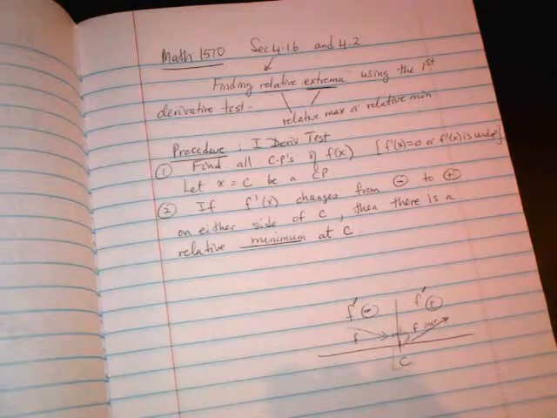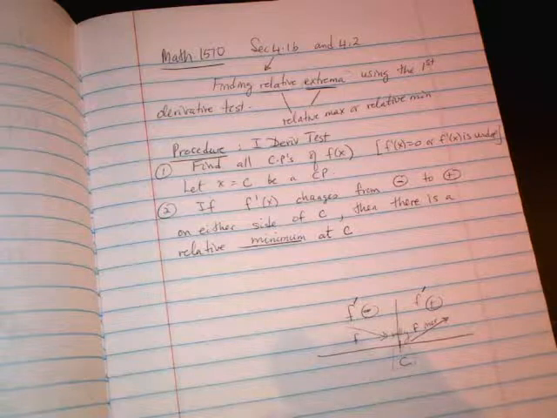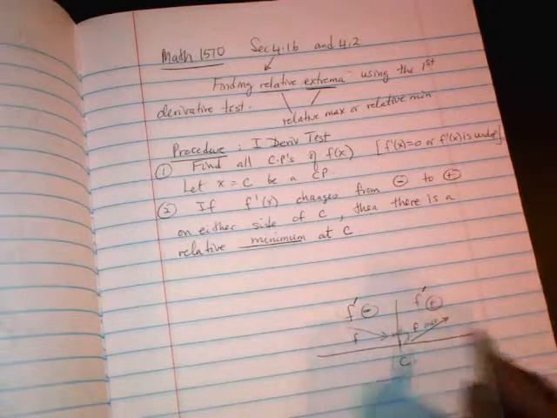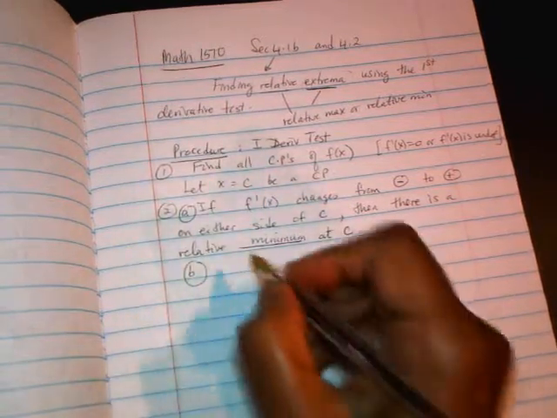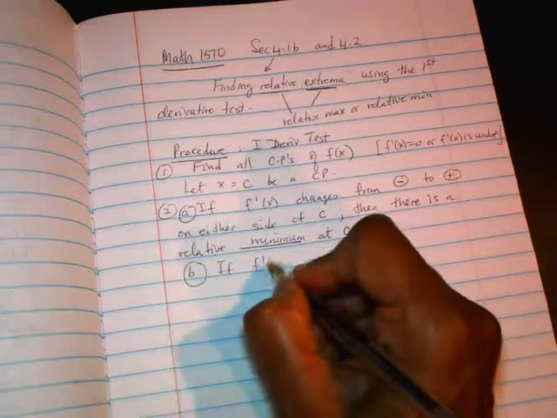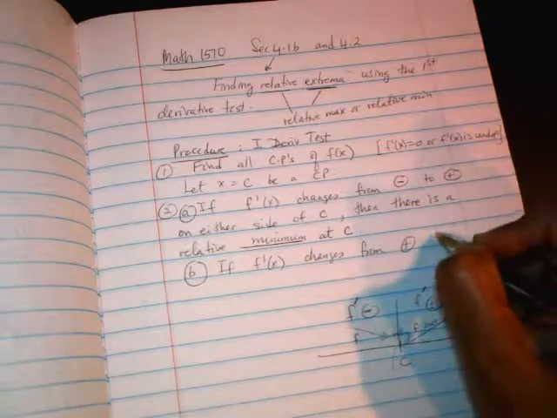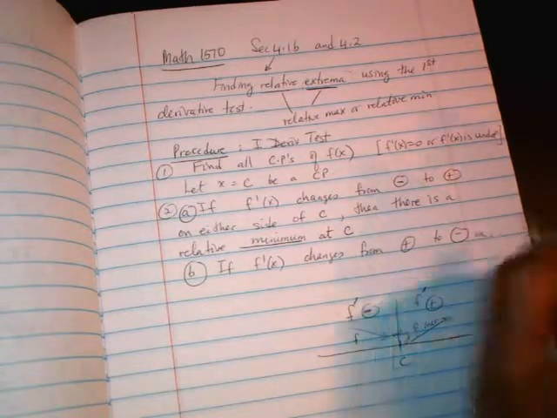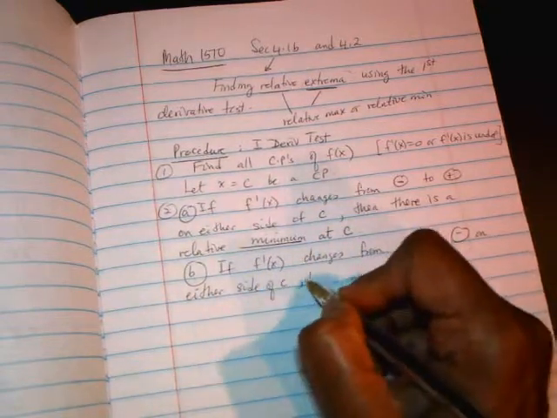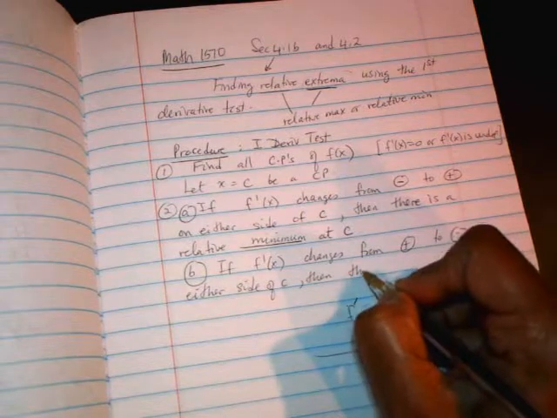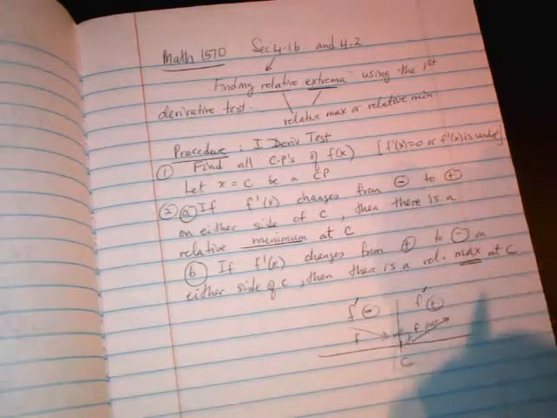Okay, so there's nothing really very new in this section. It's just taking what we saw in the last section and adding a little bit more to it by doing the number line again. So this we can call part A. In this procedure, part B says if f prime of x changes from positive to negative on either side of C, going from left to right, then the opposite happens. There is a relative maximum at C.